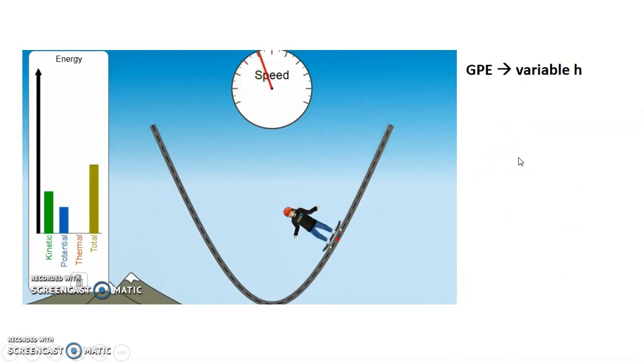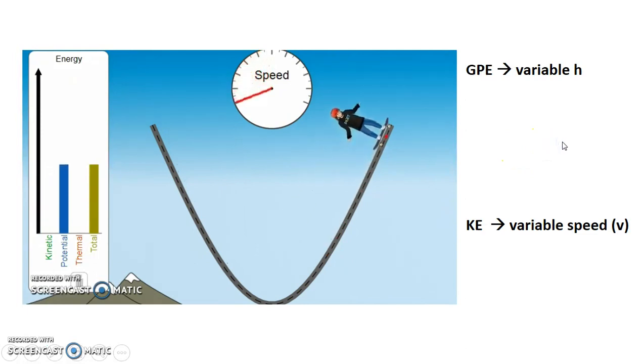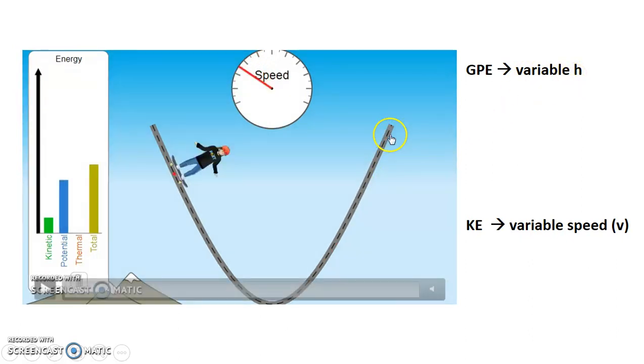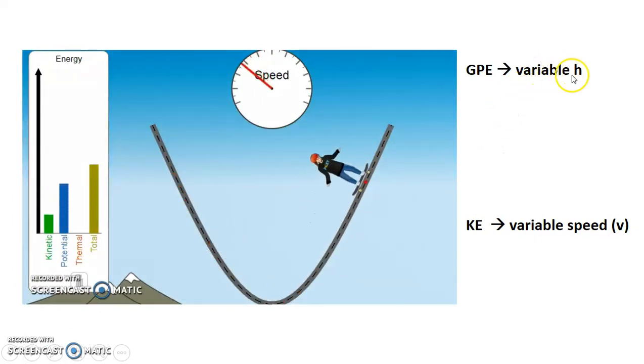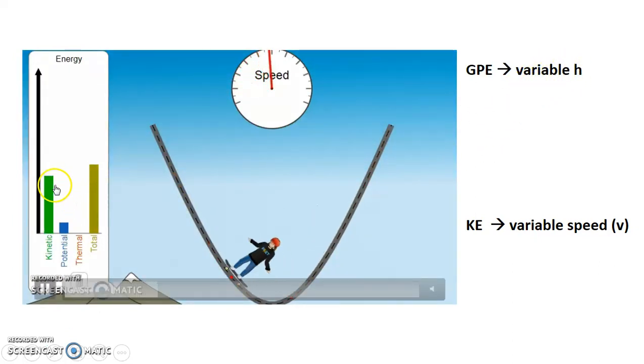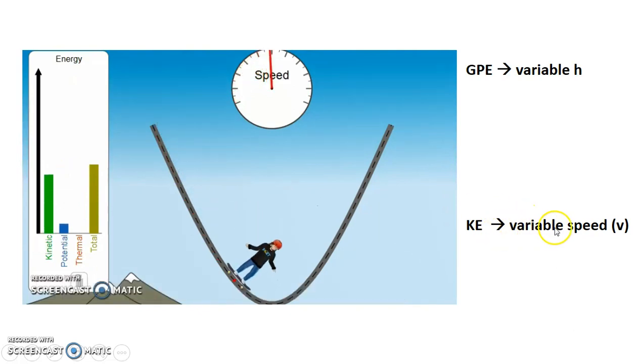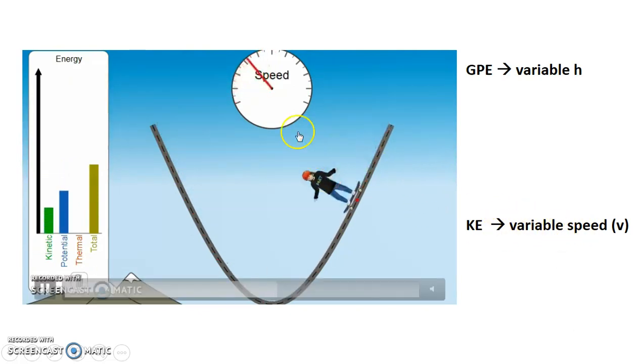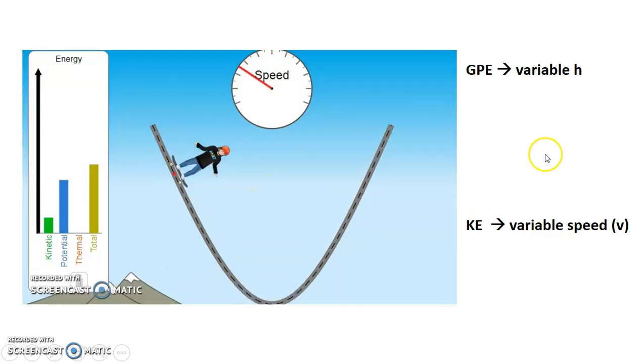Just now we were talking about GPE, gravitational potential energy, and kinetic energy. For gravitational potential energy, the variable is the height. The higher the skater is, the higher the gravitational potential energy is. What about kinetic energy? The faster the speed, the higher the kinetic energy.